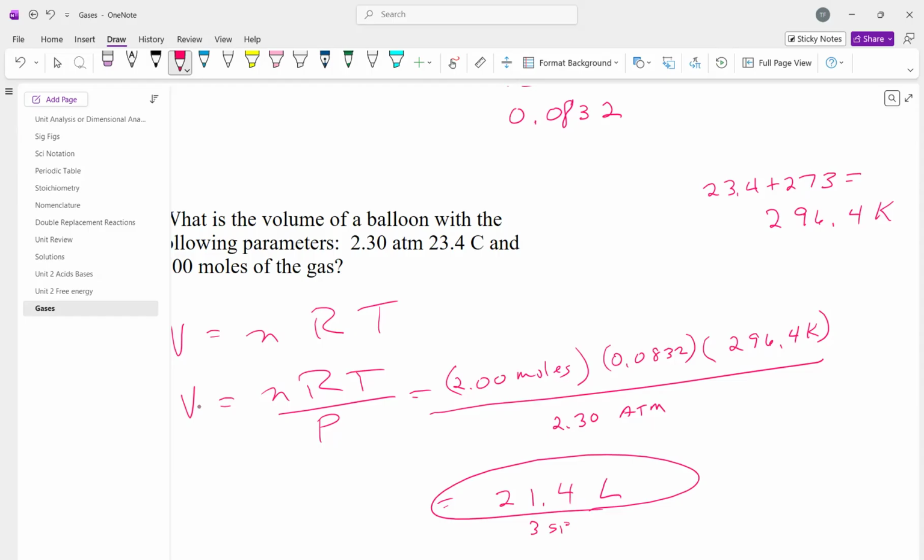Okay, so the size of that balloon is going to be 21.4 liters.